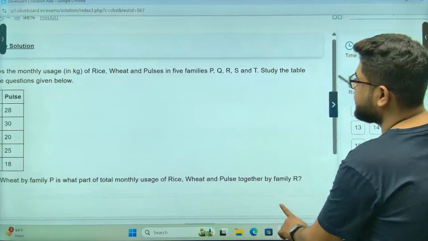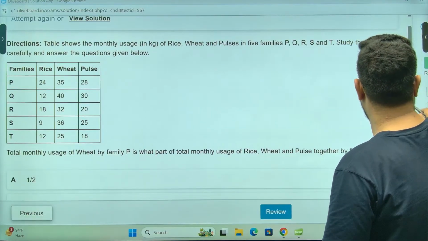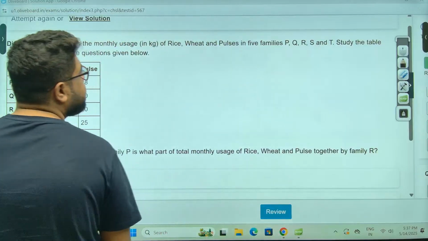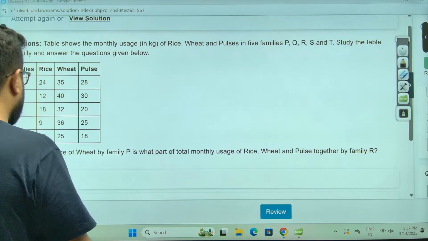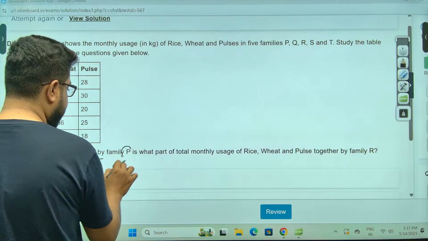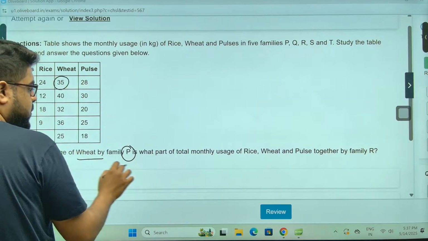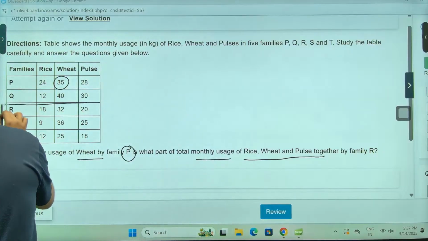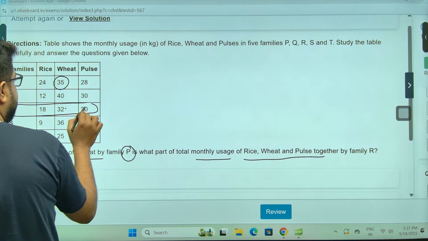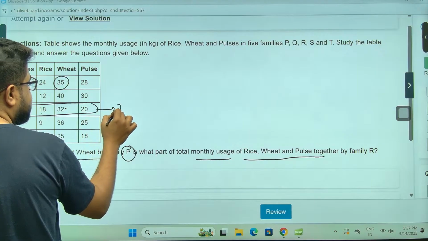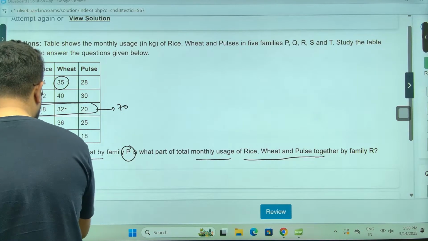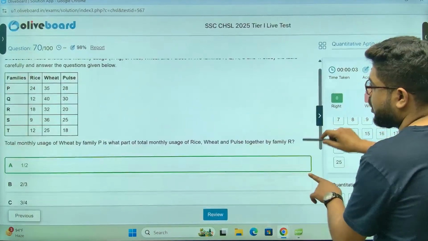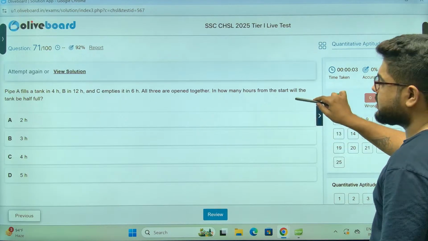Next one. Sir, monthly usage of rice, wheat, pulses. Total use of wheat by family P: wheat 35 is what part of the total of rice, wheat and pulses together by R? R means this. 50 to 70, sir. 35 is what part of 70, sir? 1 by 2 part. Option A is most definitely the answer.